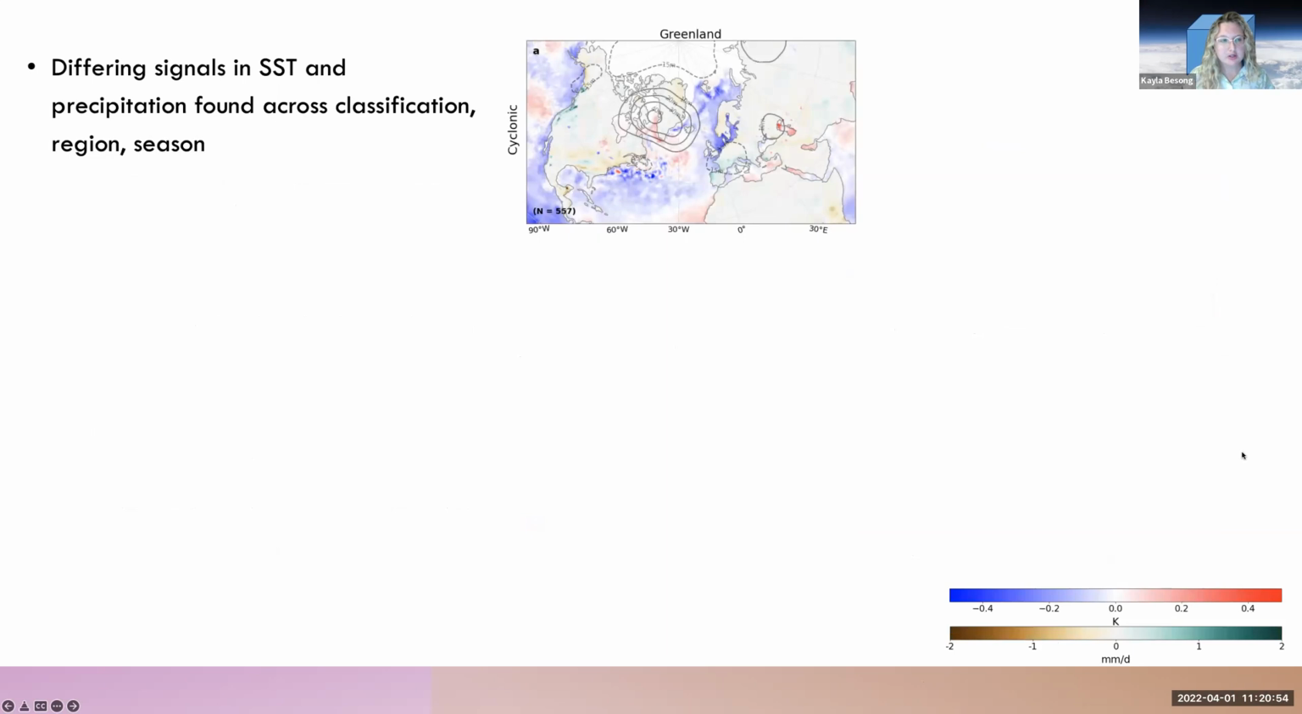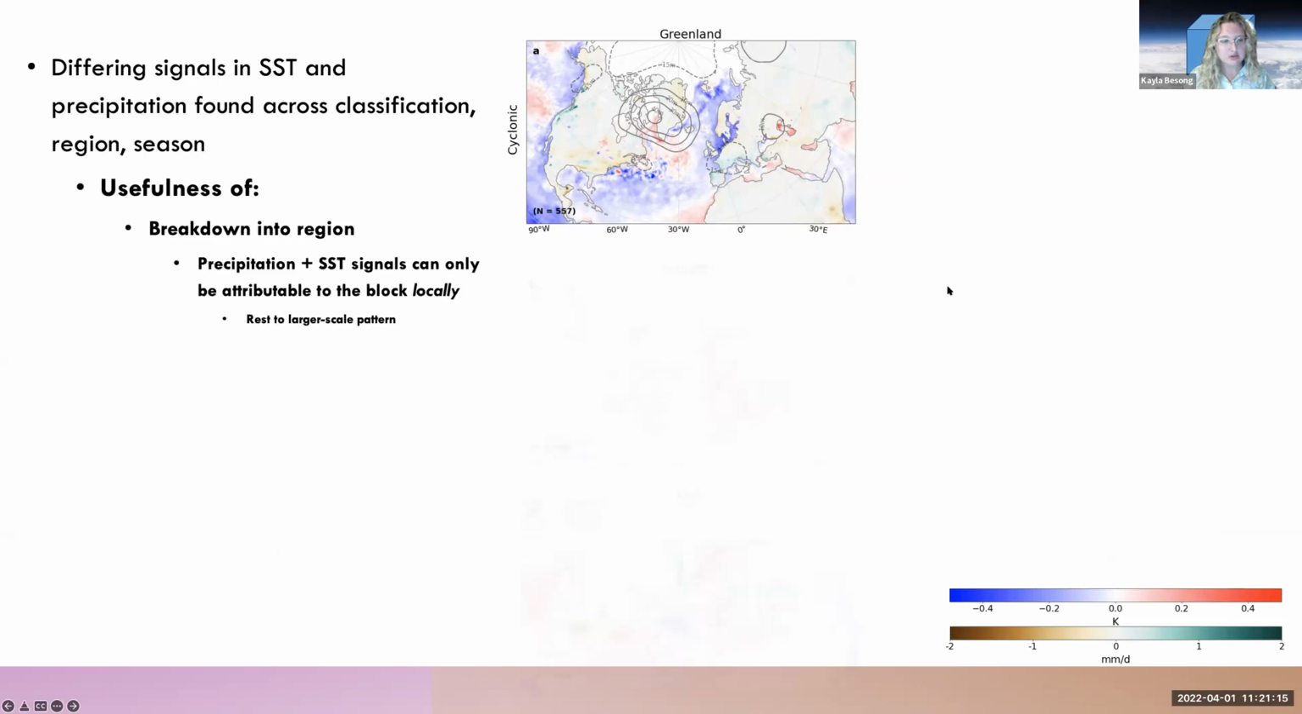So here we're moving on to our sea surface temperature, precipitation, and Z500 millibar anomalies. Okay, so very similarly, we're looking at our cyclonic blocking over the Greenland region. That looks like a block. It looks pretty good, right? And you can see our sea surface temperature anomalies.